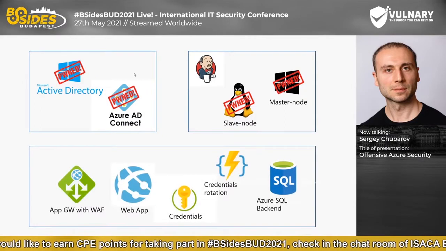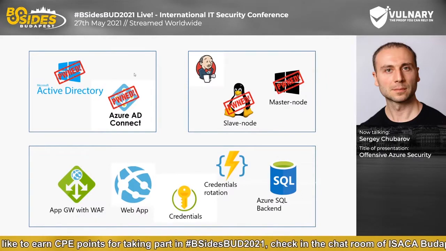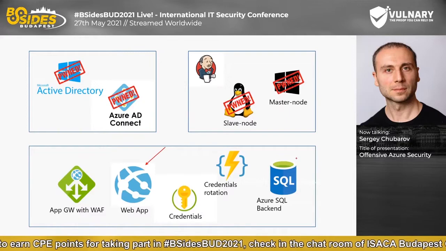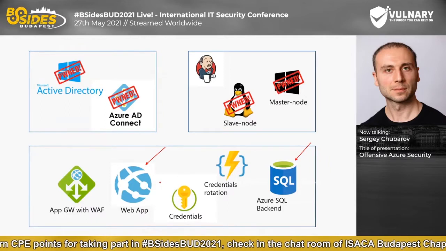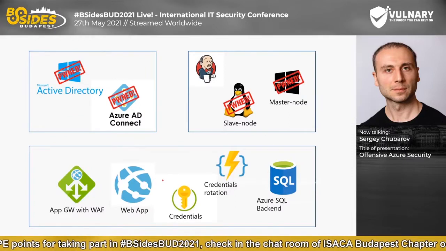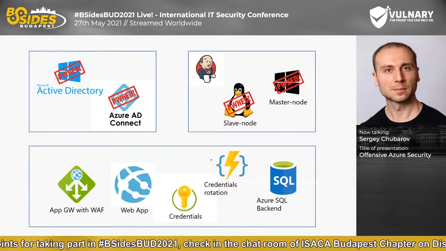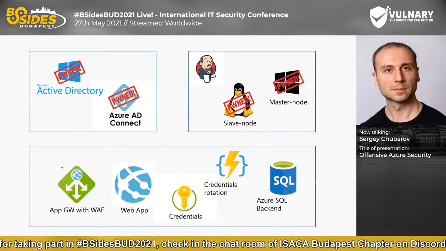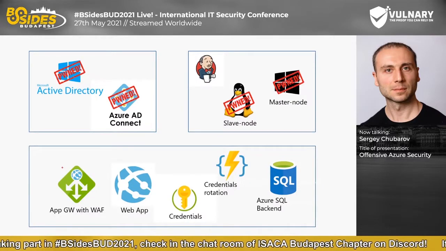And here we're going to cover an application which should be a bit more interesting. In this application, we will have an application with a SQL database backend. Also, the credentials to access the backend will not be stored locally on the web application. They will be stored in a key vault. And the credentials will be rotated periodically with Azure functions. And also the application will be protected with an application gateway in front with the WAF feature enabled. So it looks like this application is quite secure.